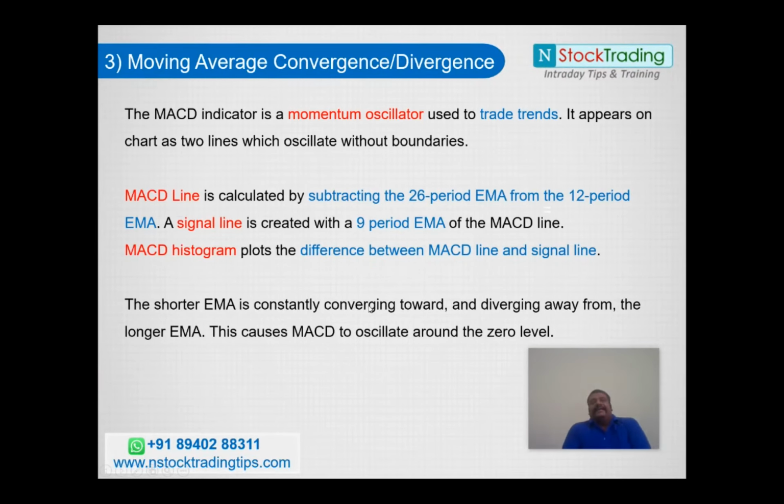Fine. As I told you, we are going to talk about MACD. What is MACD? MACD is basically a momentum oscillator. It is used to trade trends. I'll show you what an MACD is. It appears in the chart as two lines, and it oscillates. It oscillates around 0, and there are no boundaries. It can go any way up or down, to whatever level. It's an oscillator without boundaries. Okay, how is it calculated? I'll show you now a real example. Let me show you.